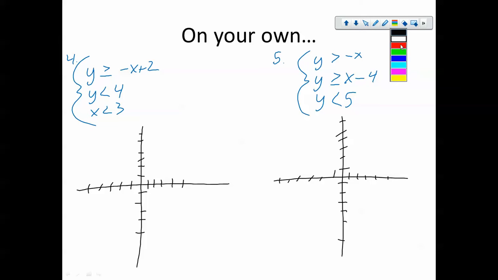Last one here. Red line, green line, purple line. Red line has a y-intercept of 2, has a slope of -1, down 1, right 1. It is a solid line.